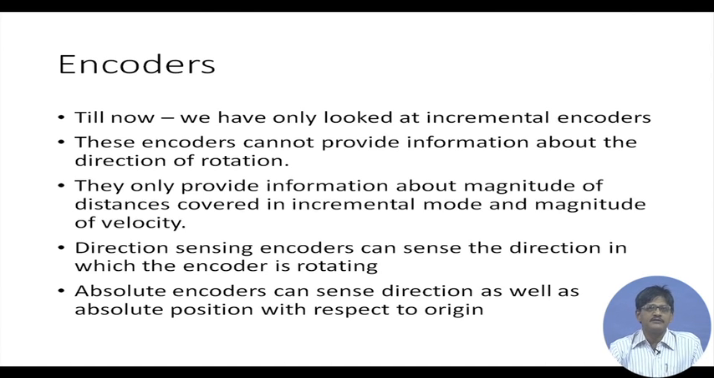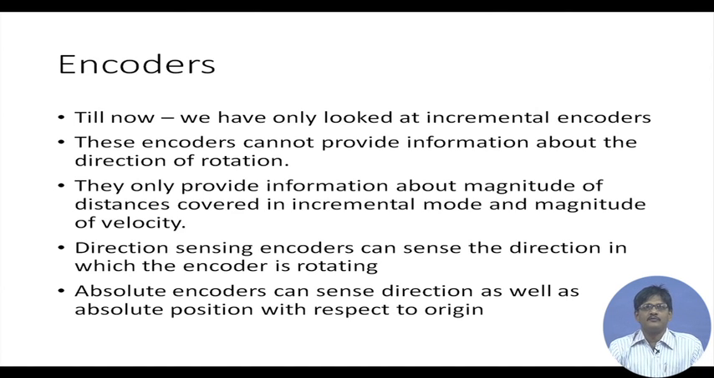Basically, the incremental encoders that we have looked at up till now have one problem. They cannot provide information about the direction of rotation, and they can only provide information about the magnitude of distance covered in incremental mode. That means just this distance has been covered, whether in this direction or that direction, that is, whether the rotation of the encoder is clockwise or counterclockwise, no information is available. Also, whether the velocity is clockwise or counterclockwise, we have no way to check.